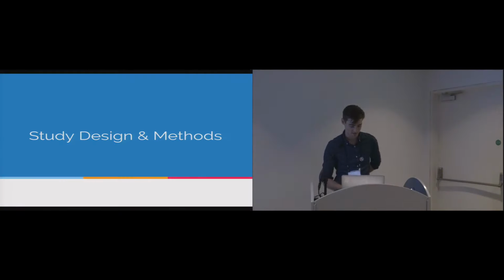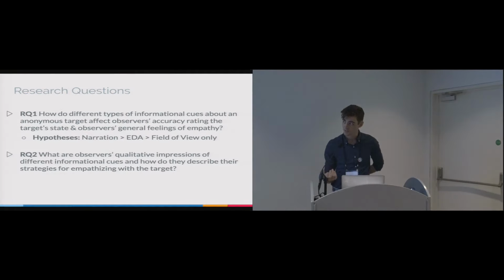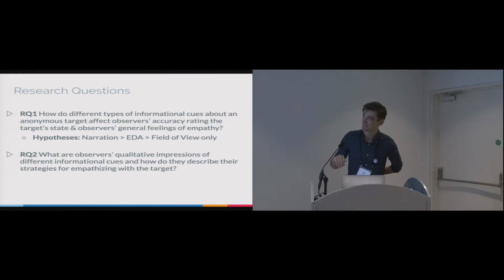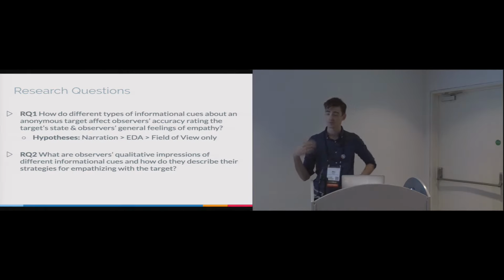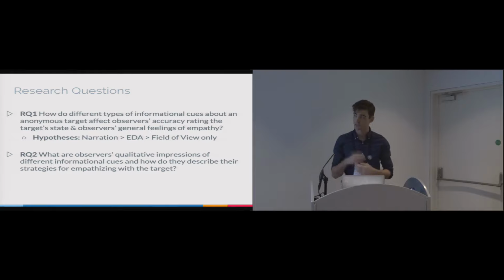So talking about what we did for this study, we had two broad research questions. The first, not broad, but pretty specific actually, is how do different types of informational cues about an anonymous target affect observers' accuracy in rating the target's state, and the observer's general feelings of empathy toward the target. This first research question we addressed experimentally.